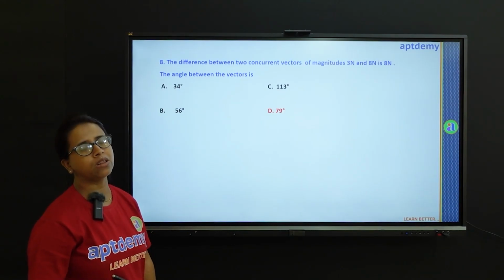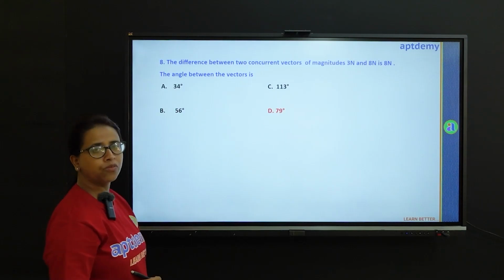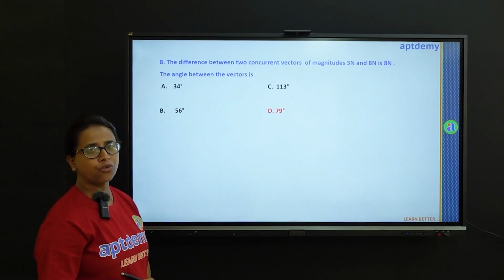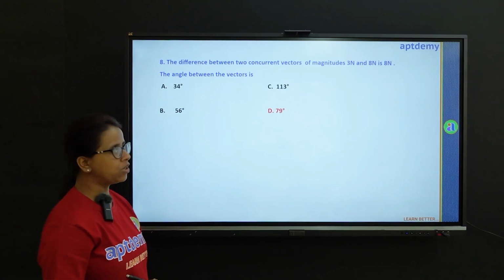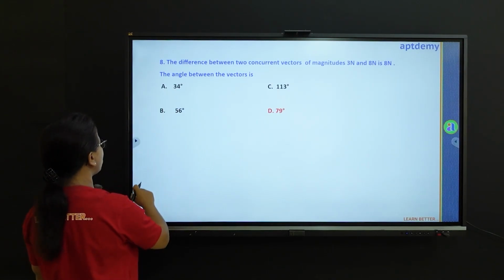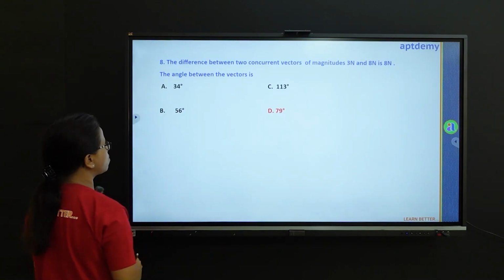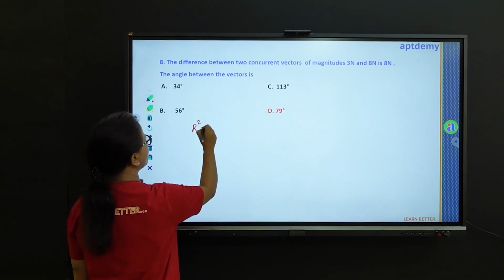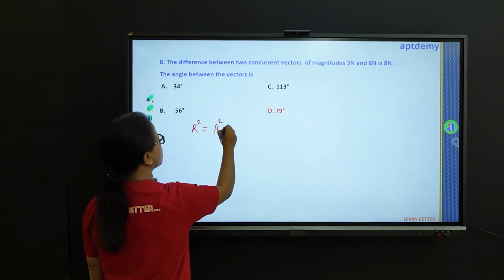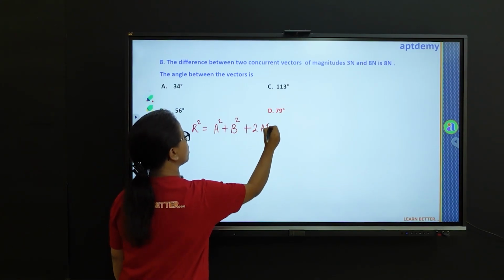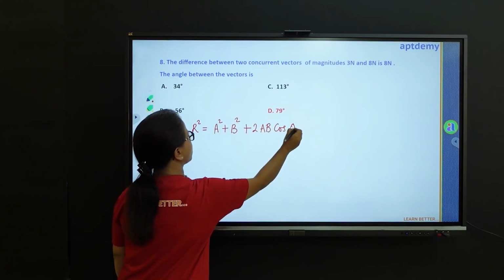This is actually nothing but the resultant of the two concurrent vectors, but you have to be careful with the angle between the two vectors, as the directions of two concurrent vectors are away from each other. So have a look at the formula for the resultant, and then we apply the results to this particular case. So we have R square equals A square plus B square plus 2AB cos theta.